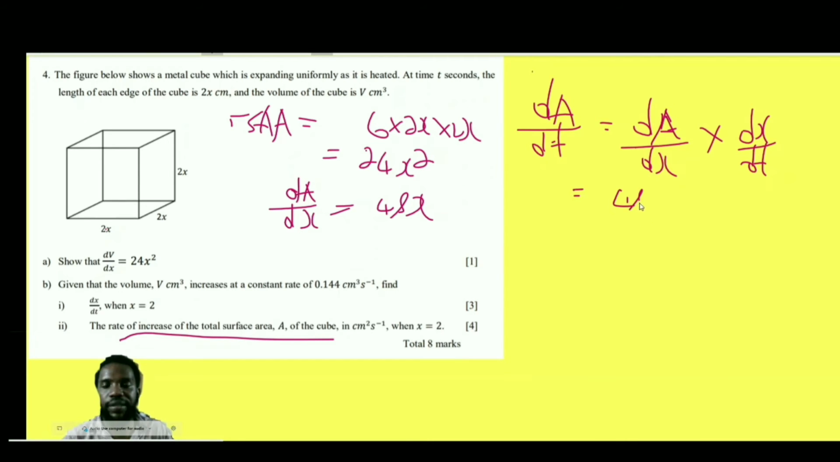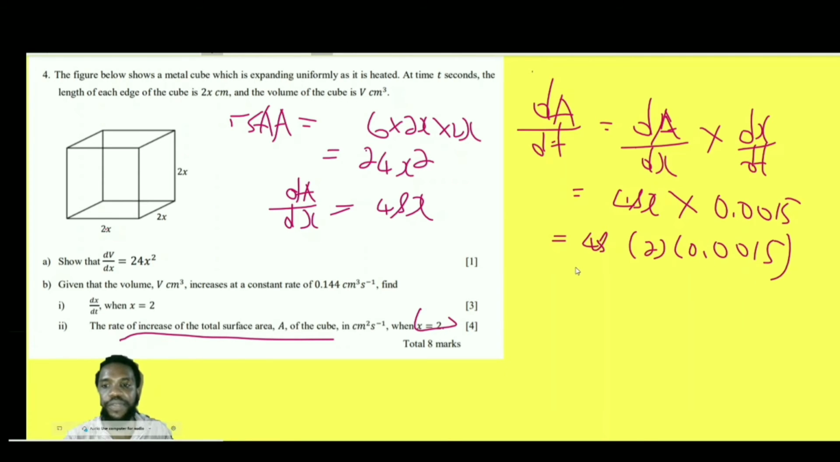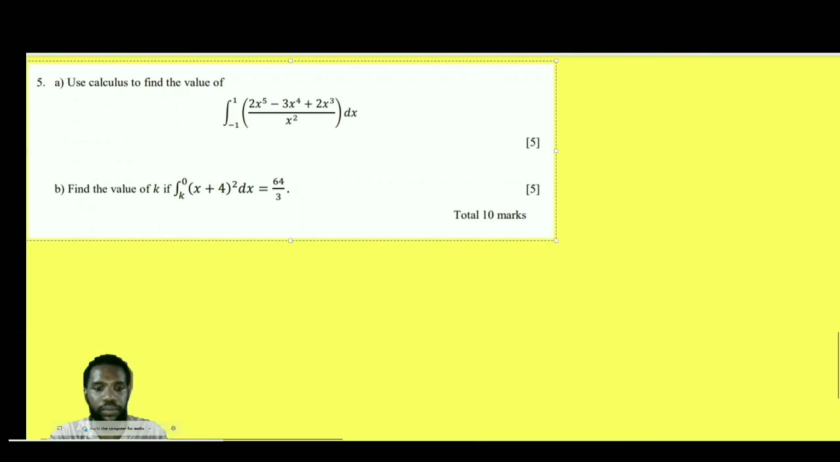Alright, let's put in what we know. dA over dx is 48x. And this we already found from the previous question. The length is still the same, so the rate of change of length is still the same, which was 0.0015. So this becomes 48 times 2 times 0.0015, which in this case, I'm going to end up with 0.144 square centimeters per second. Very interesting there, right? And that's it.